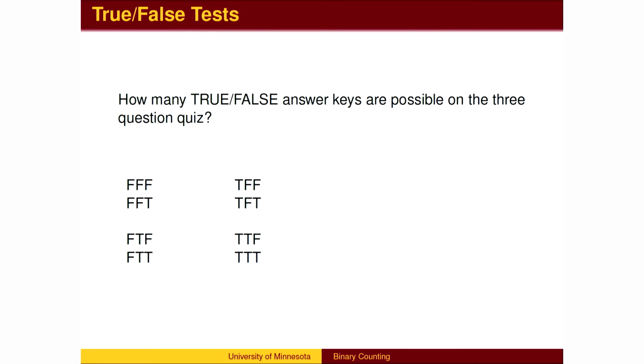Here's an equivalent question. How many ways to answer a 3-question true-false test? There are 2 choices for the first question, 2 for the second question, and 2 for the third question. The general counting principle gives us 2 times 2 times 2 equals 8 possibilities. Notice this list is the same as the coin tosses, except the letter H for heads has been replaced by the letter F for false.